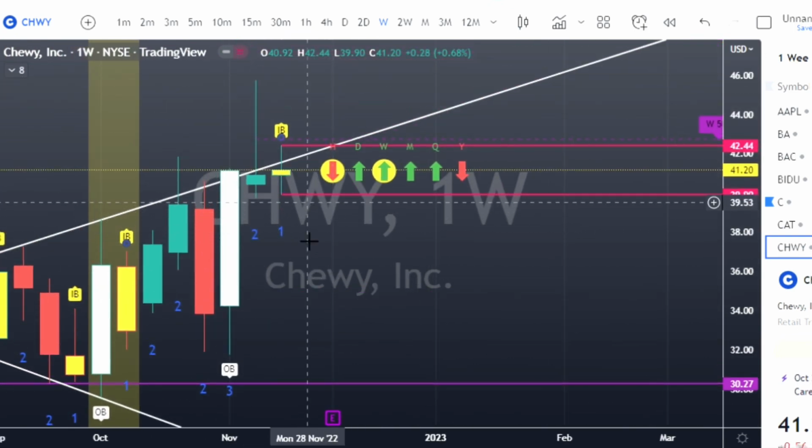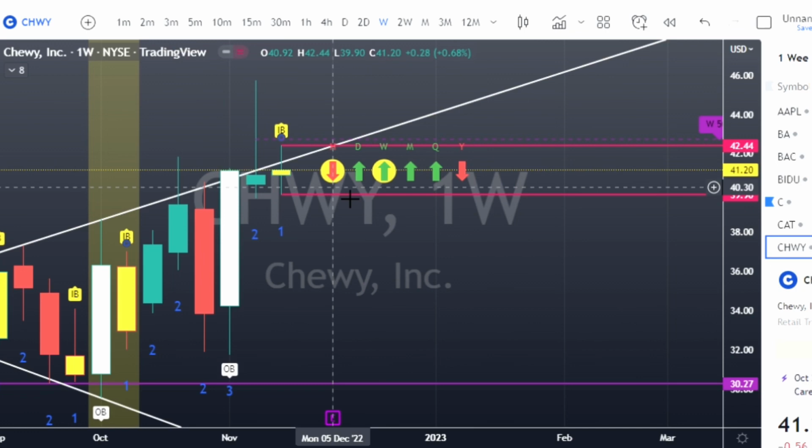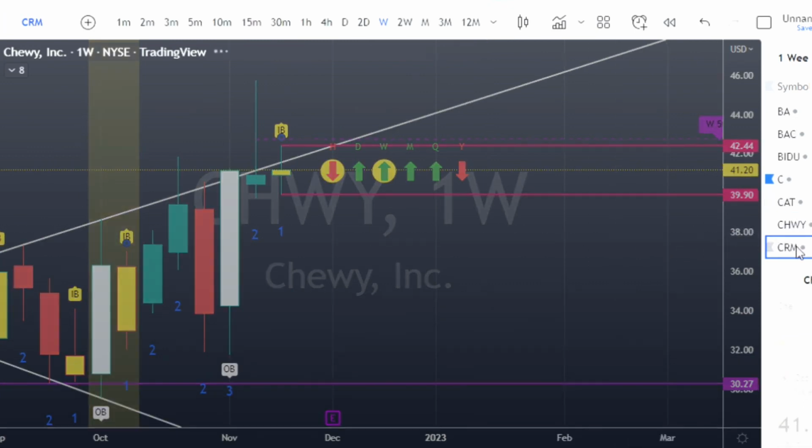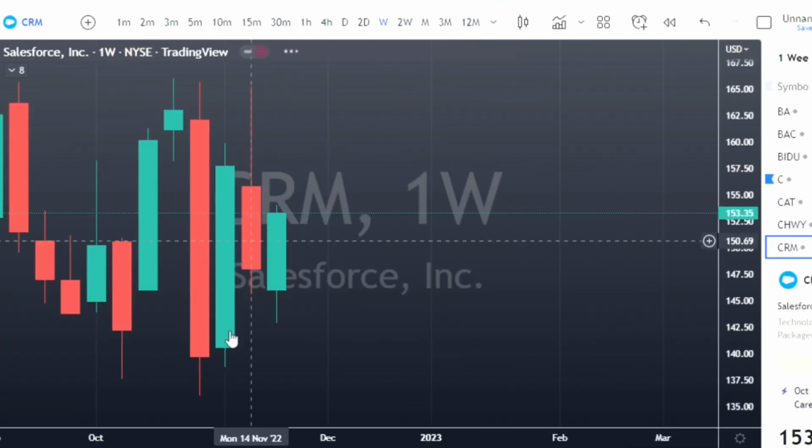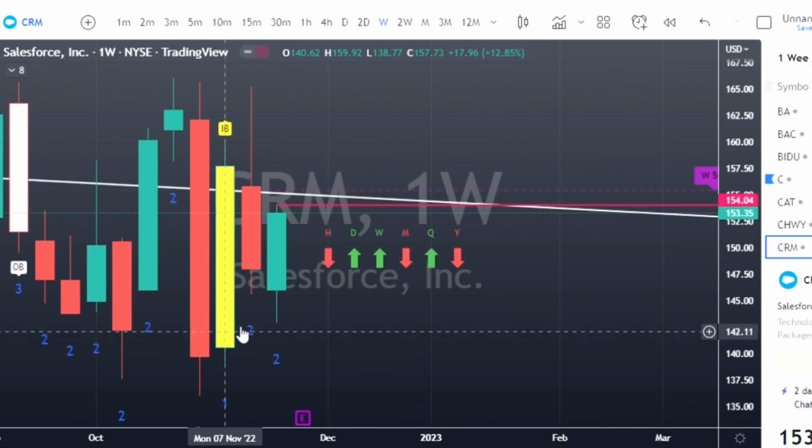And we're going to look for this to trend back down to the downside, or maybe it just breaks right through and keeps on going. But calls at 42.44. I'd like to see puts here at 39.90 on Chewy. CRM, 2 down green. So one of the plays was not an inside bar.